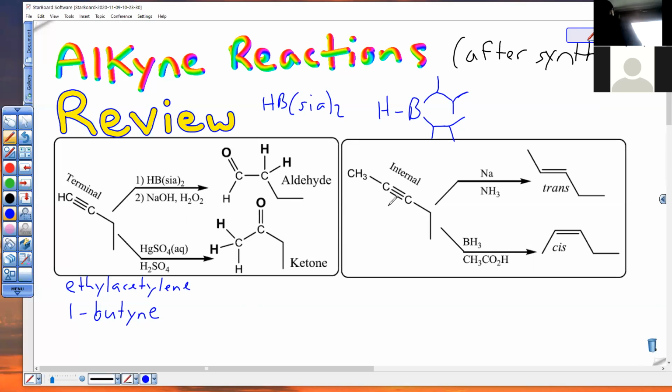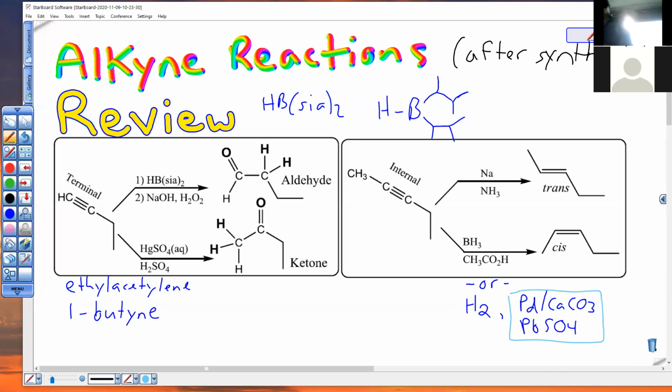If you start with an internal alkyne, we learned there was two methods of reducing it. We'll review that the bottom one, there's actually two ways. You don't have to use hydroboration and acetic acid, which we called protonolysis. You can do H2 and palladium embedded on chalk. That's palladium on top of calcium carbonate with a poison, lead 2 sulfate. 2 is Roman numeral 2 for a +2 charge. This combination over here is called Lindlar's catalyst.